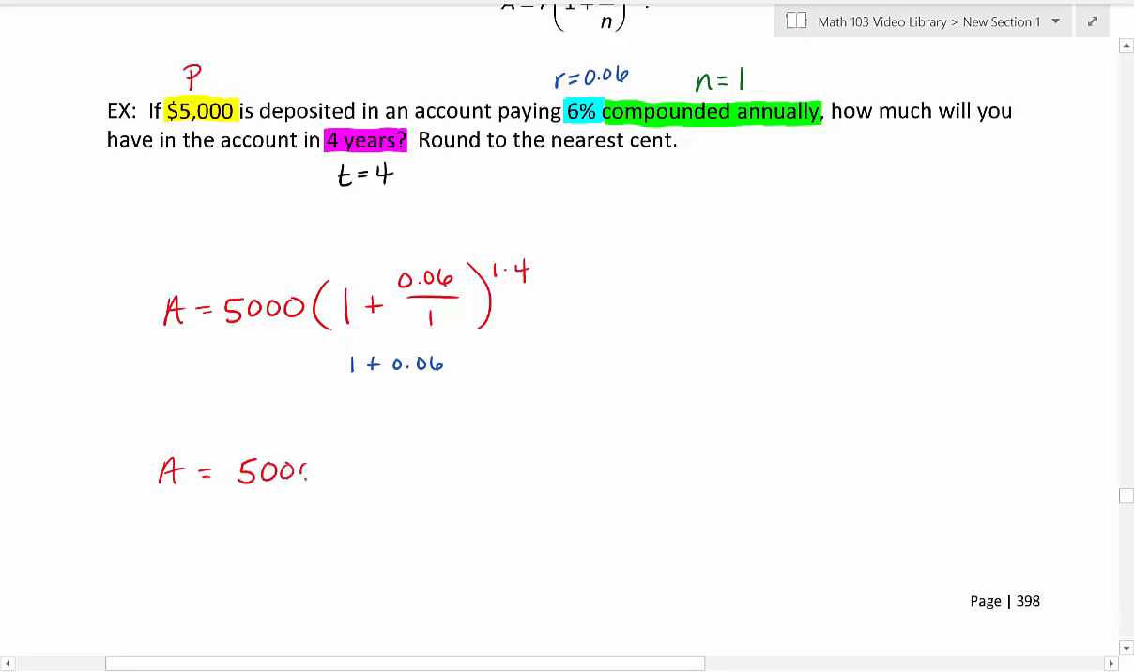So 5,000 times 1.06. And then I'd also multiply those numbers together in the exponent. 4 is going to be a lot easier to type in. So typing into our calculator, 5,000 times 1.06 raised to the 4th, rounding our answer to the nearest cent, we'll have $6,312.38 in our account.